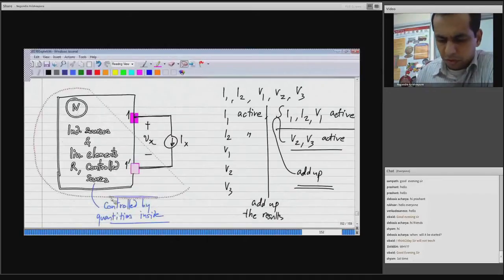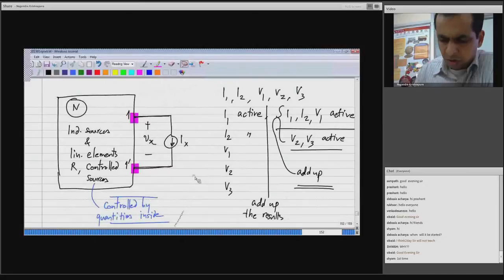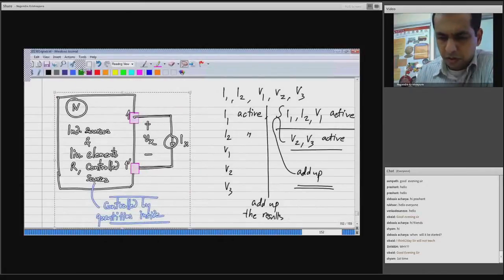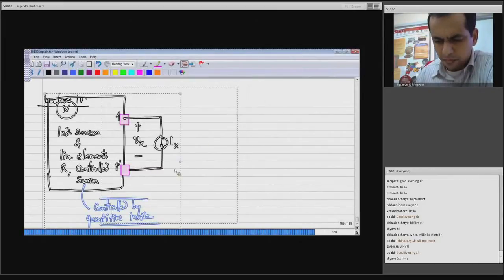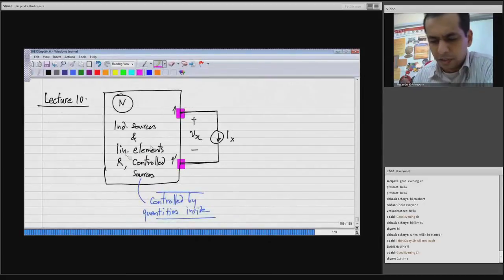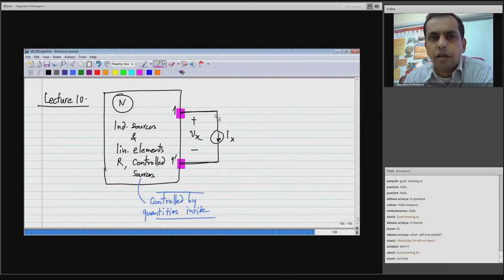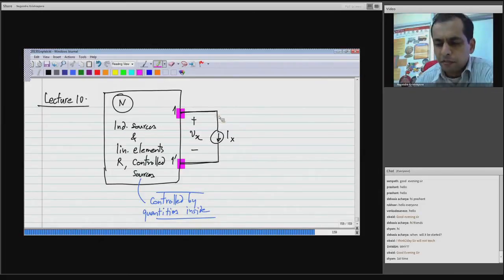What we were looking to do was to take a circuit of this sort, which consists of linear elements and linear control sources, which are controlled by quantities inside. This is this network N, and it is loaded by a current source Ix, which could be a current source or the equivalent of any other load or complicated network that is connected. We know from the substitution theorem that if we had some other network here, we could replace it by the current source that it is drawing.